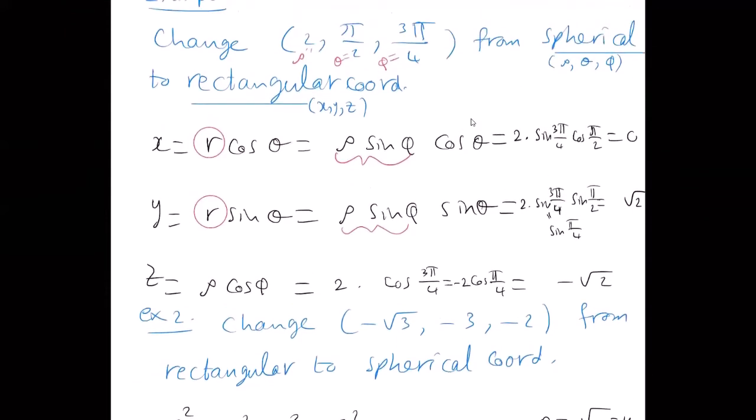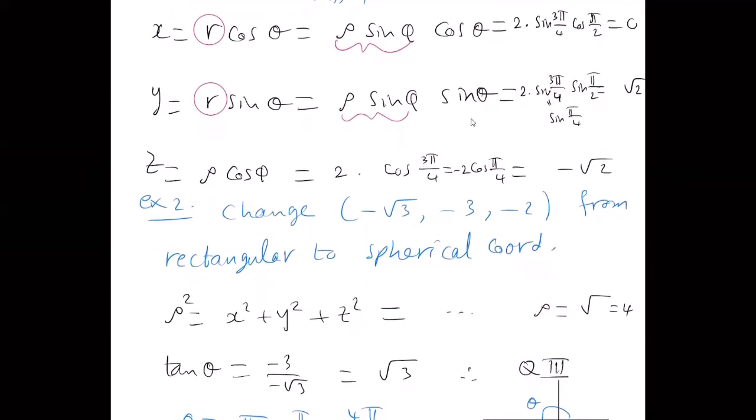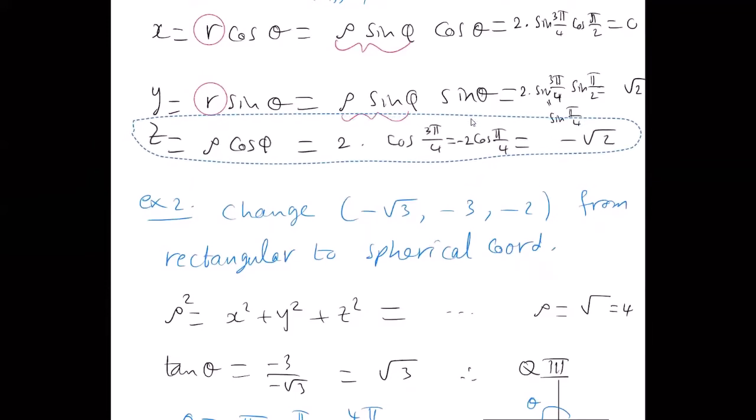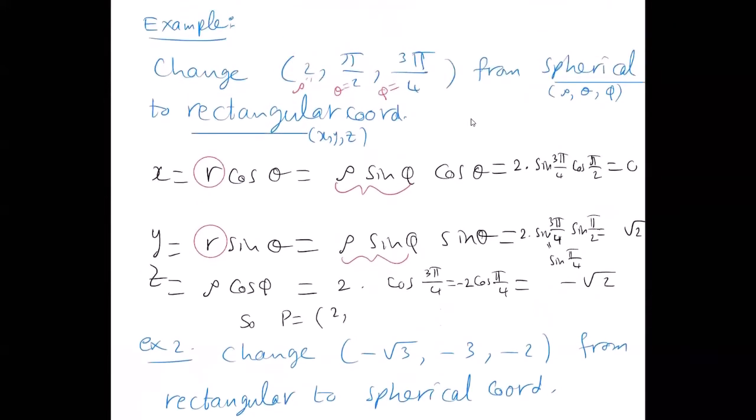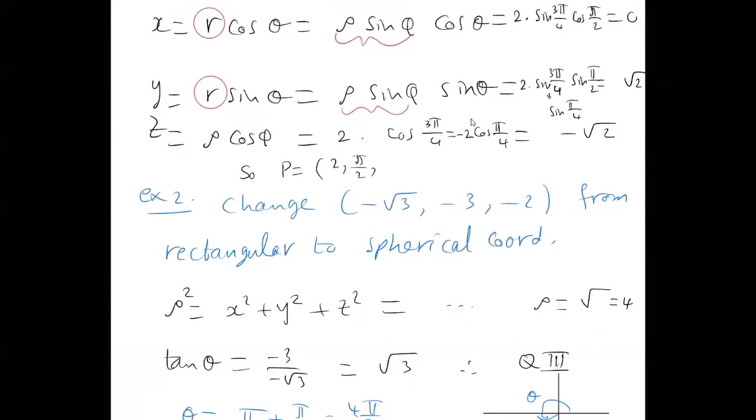Therefore, we get the coordinates in a rectangular system. So P, which was given 2, pi over 2, 3 pi over 4 in spherical coordinate system, is the same as what? 0, root 2, negative root 2 in rectangular coordinate system. Rectangular x, y, z. Spherical rho, theta, and phi.